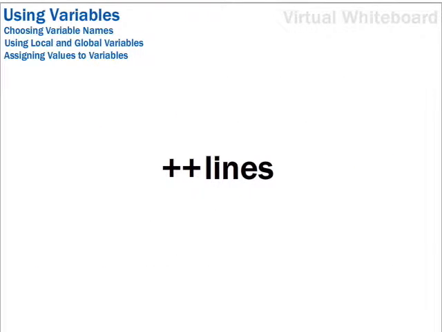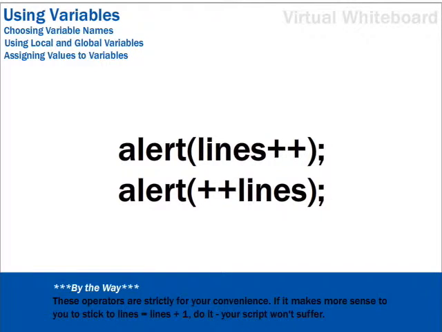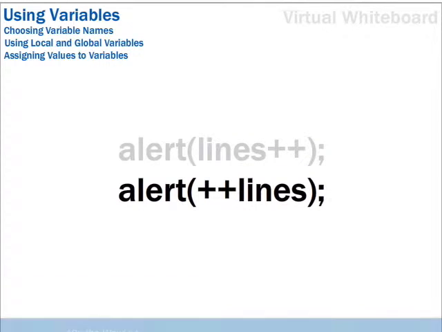This difference is only an issue when you use the variable in an expression and increment or decrement it in the same statement. As an example, suppose you have assigned the lines variable the value 40. These two statements have different effects. The first statement displays an alert with the value 40 and then increments lines to 41. The second statement first increments lines to 41, then displays an alert with the value 41.